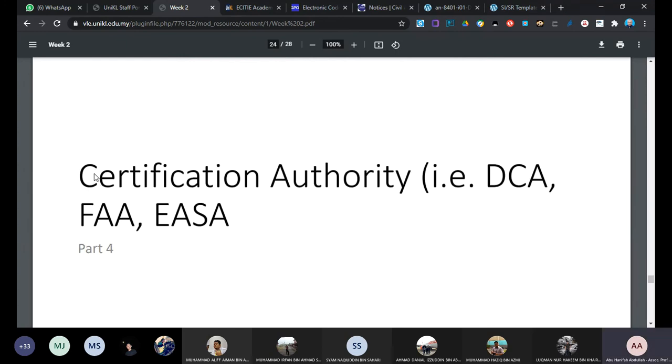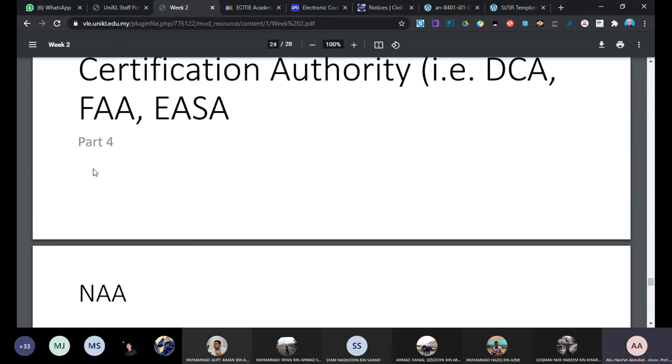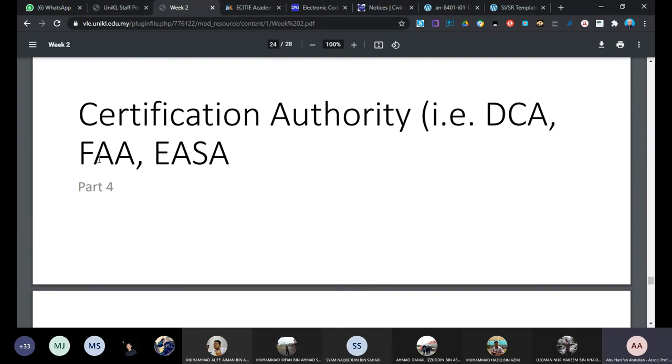Okay, next is looking at authority. Who do we have to deal with? I don't want to go into many authorities. I just want to mention the authority which is responsible for the type design, the type certificate, and the approval of the products. For Boeing aircraft, it is the Federal Aviation Administration. For European products, like the Airbus, it is IASA, European Aviation Safety Agency. So this is the authority you need to deal with in terms of aircraft design.